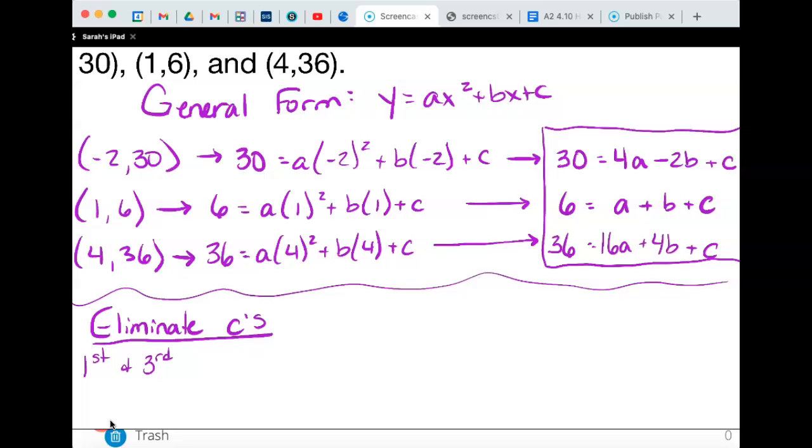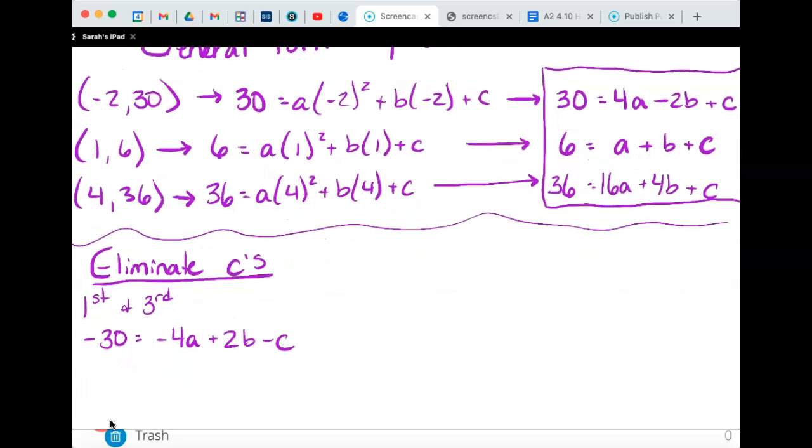So to eliminate the c's, I need them to be opposite signs. So I'm just going to take the first equation and multiply by -1. So then we have -30 equals -4a plus 2b minus c. The third equation we're just going to leave as is. For the elimination method, we're going to add these vertically. So -30 plus 36 is 6.